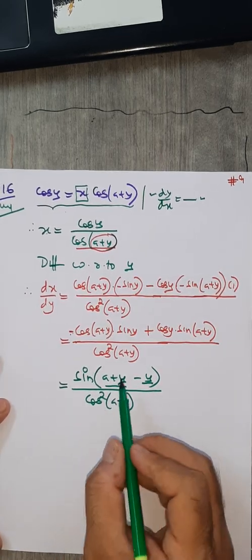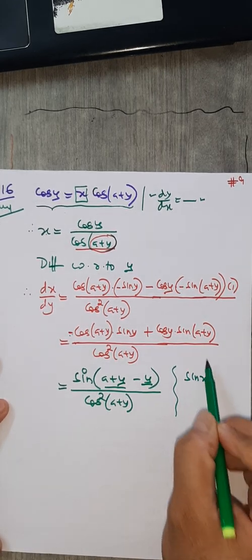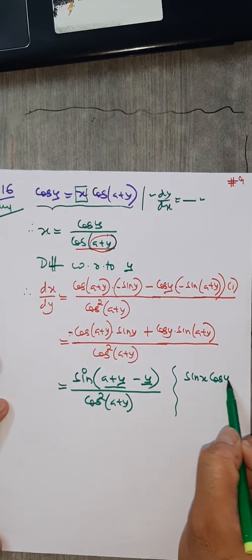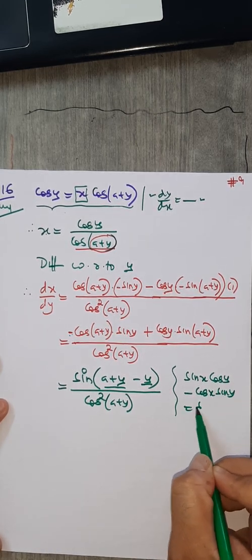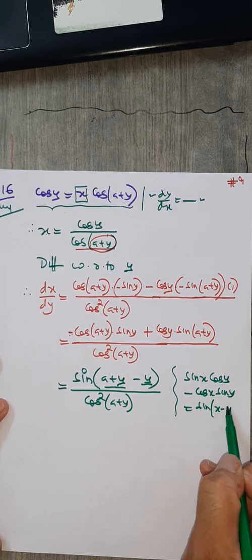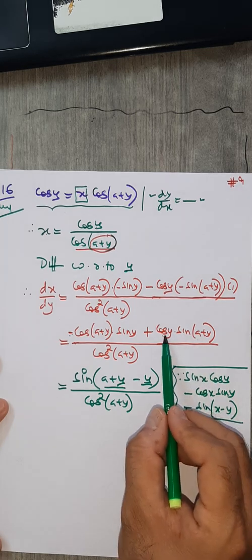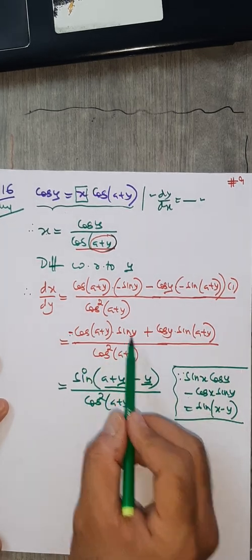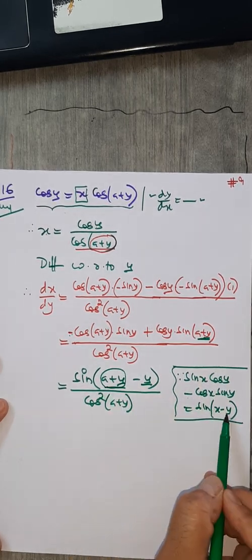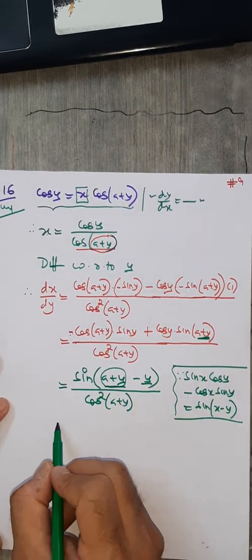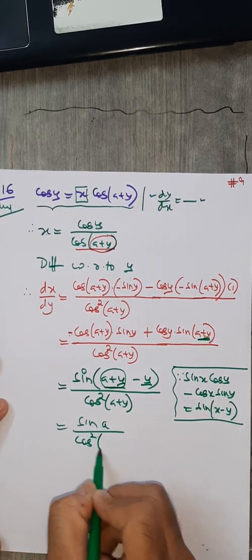What is numerator? Numerator, I'll repeat. It is which formula? It's like this, sin x cos y minus cos x sin y, remember. And you know that this is sin x minus y, addition formula, trig functions. sin x cos y minus cos x sin y. Here x is a plus y. So a plus y minus y. y will get cancelled. So we'll get sin a upon cos squared a plus y.